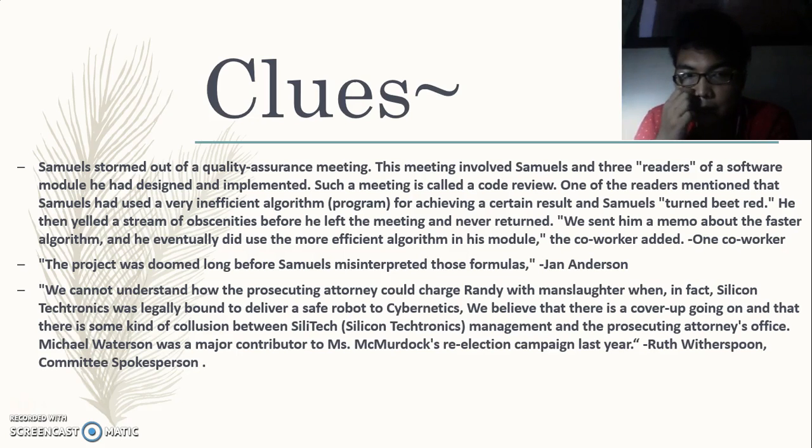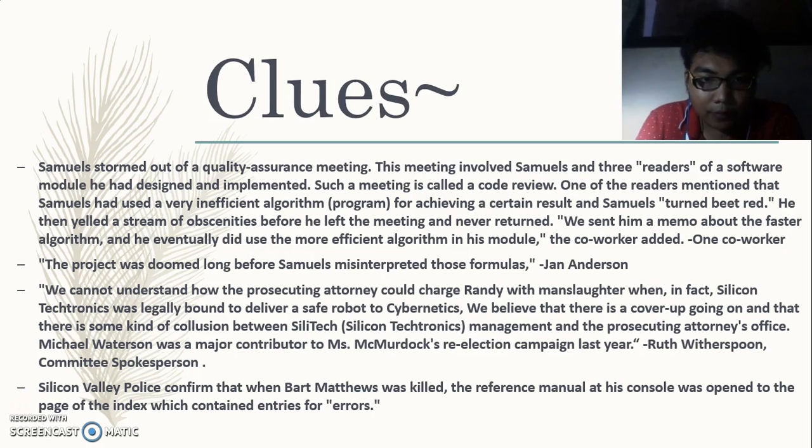Okay, so this third clue says that Silicon Tektronix was legally bound to deliver a safe robot to cybernetics. So it means that before release, Silicon Tektronix should produce a safe robot. So they are responsible for Bart Matthews' death, because before releasing, they themselves should already have known that the robot is already safe. Maybe they did test the robot or something like that.